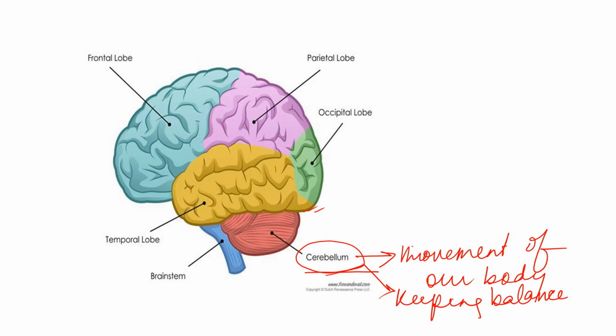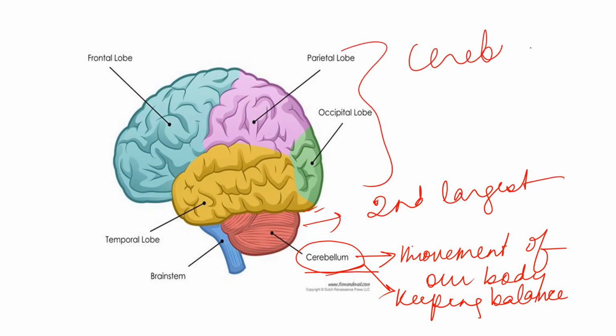The cerebellum is the second largest portion of our brain. Second largest. Okay, largest is what? Cerebrum is the largest part of the brain, and second largest is the cerebellum. Next we come to the brain stem.